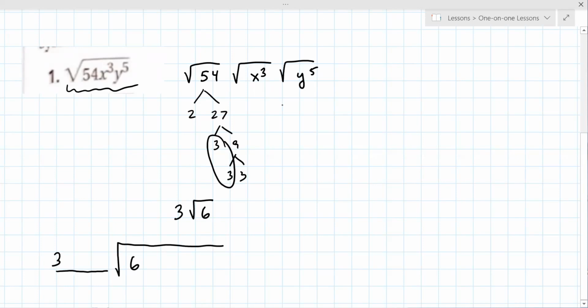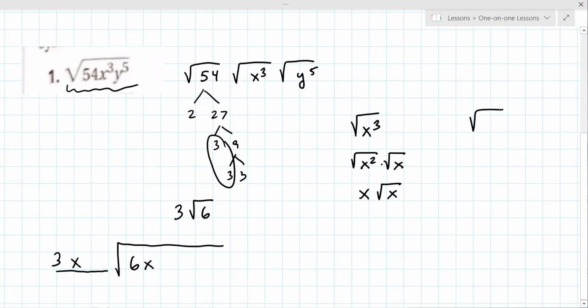So the square root of x cubed, I'll just have to come off to the side a little bit more here to answer that one. This is like saying the square root of x squared times the square root of x. Okay. And the square root of x squared is just x. And then the square root of x is itself. So there's an x on the outside and x on the inside.